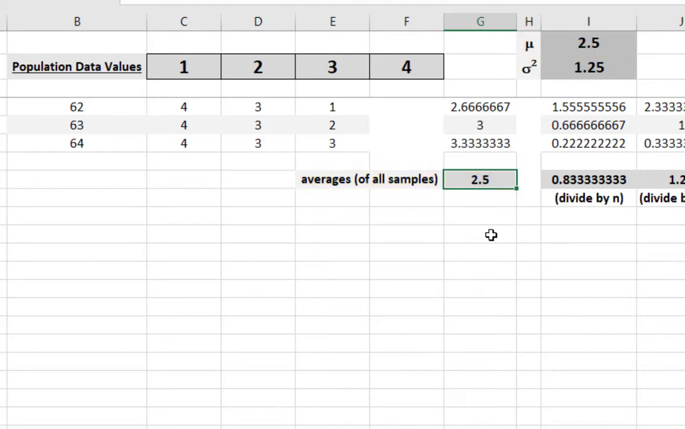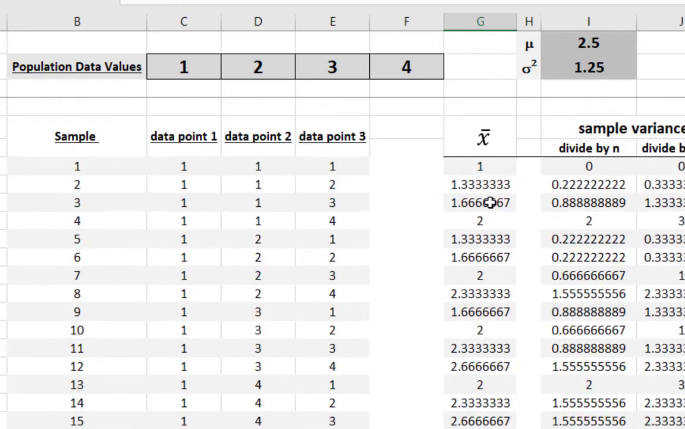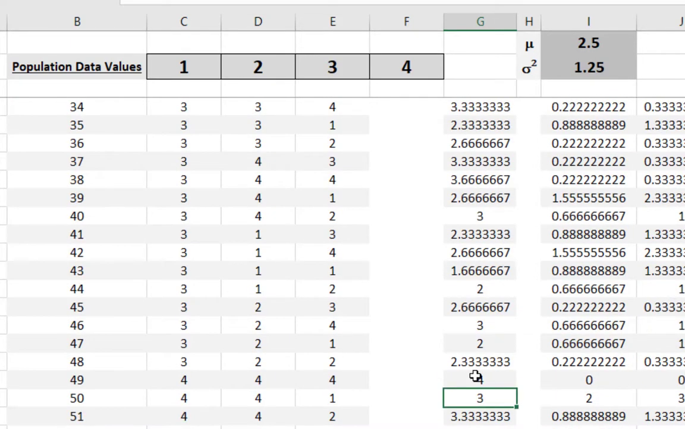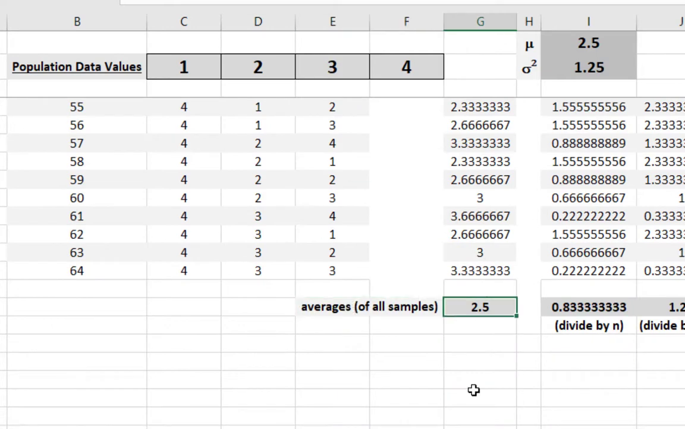Now, the key is, of course, on average. Some of these numbers are quite far away from 2.5. For example, an average of 1 is not that close to 2.5. An average of 4 is not that close to 2.5. But typically, on average, your sample mean is targeting the population mean.